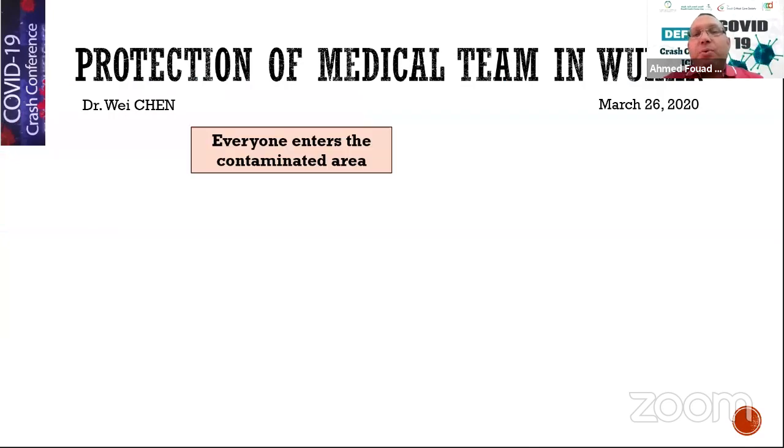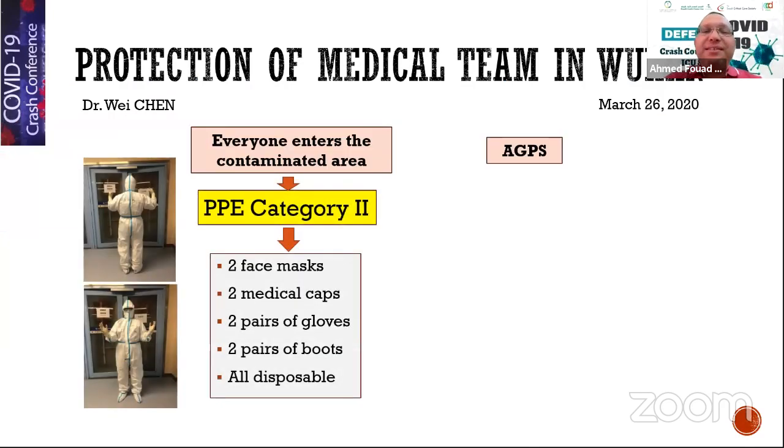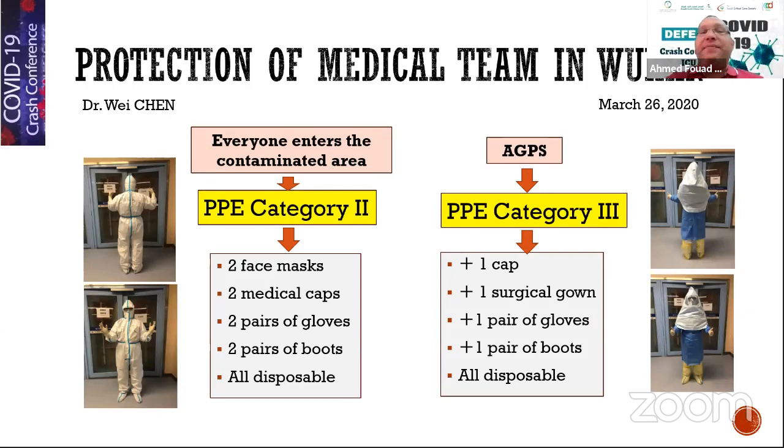Protection of the medical team in Wuhan. I'd like actually to share with you the Chinese experience. Very, very impressive. You can find that everyone entering any contaminated area is category 2. Category 2 in China means 2 face masks, 2 medical caps, 2 pairs of gloves, 2 pairs of boots, and all disposable, as you can see on the left side.